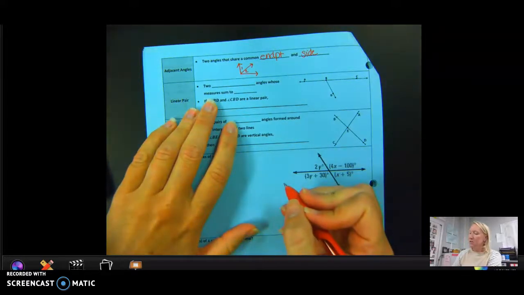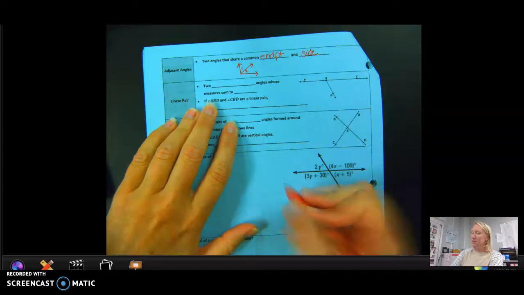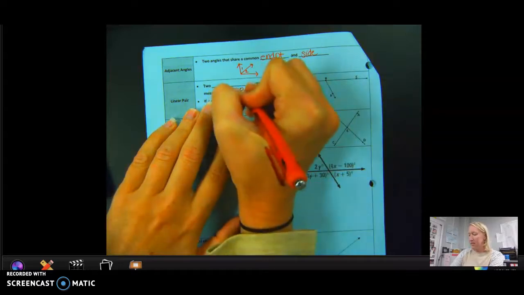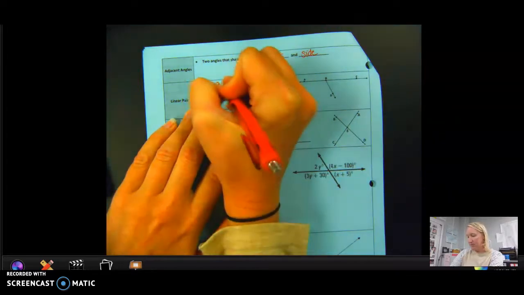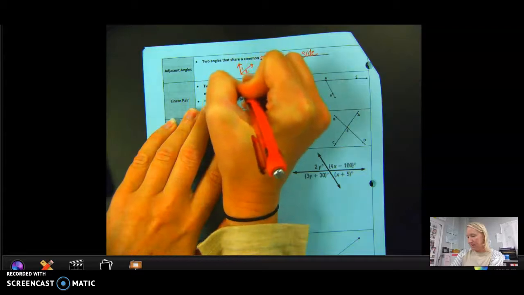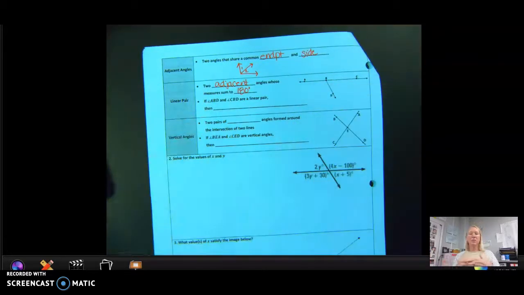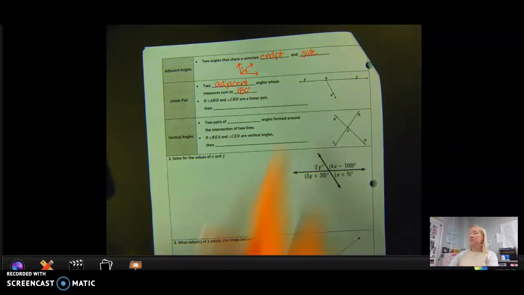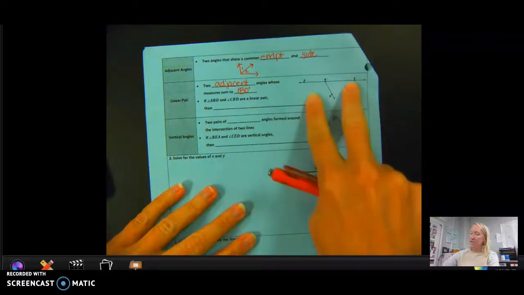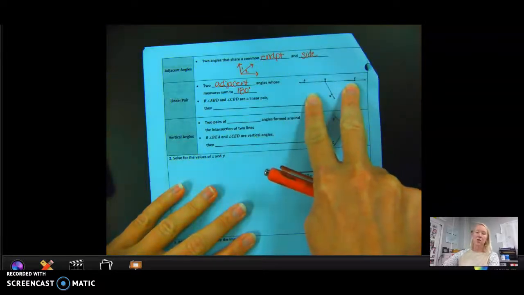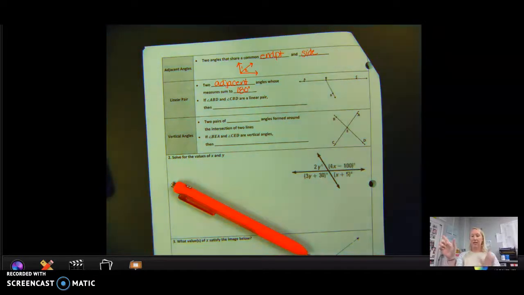A linear pair: two adjacent angles whose measures sum to 180 degrees. So what's the difference between a linear pair and supplementary angles? Supplementary angles also equal 180 degrees. The difference is that a linear pair is adjacent, so they share a side. Whereas with supplementary angles, I could have an angle here and an angle here and say these two angles are supplementary, but they're not sharing a side.